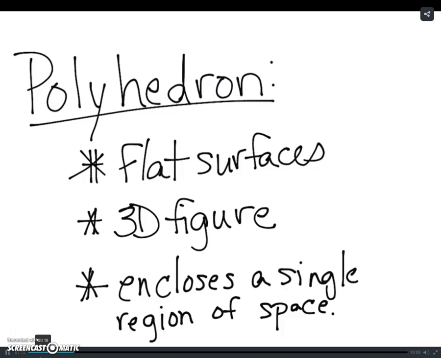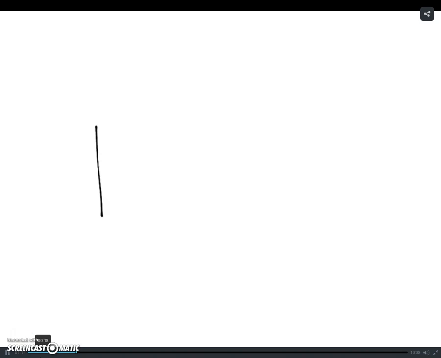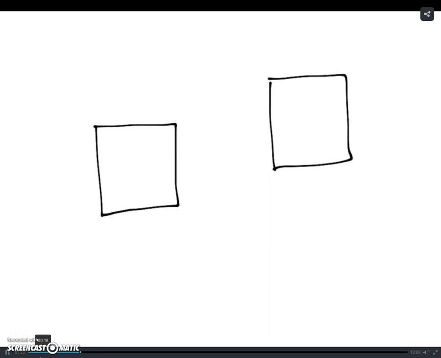And so we're going to look at labeling some of the parts of any polyhedron. For this one, I'm just going to draw a nice little rectangular prism here, because it's the easiest one. So you draw two rectangles and then you connect the corresponding vertices.